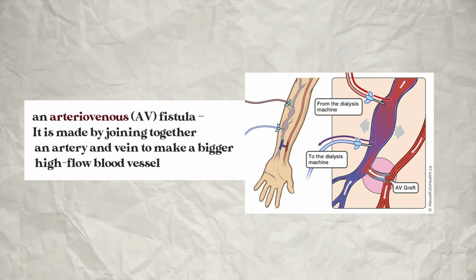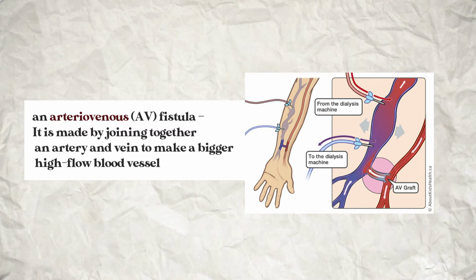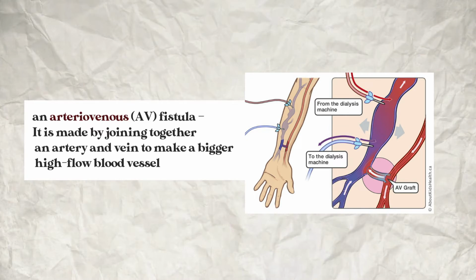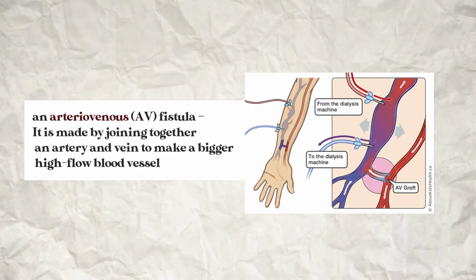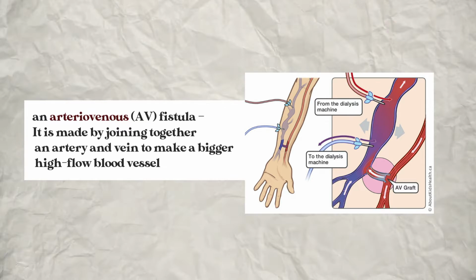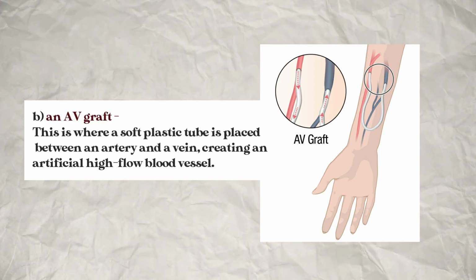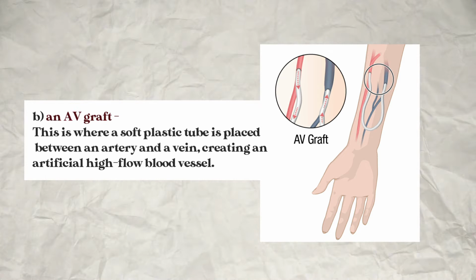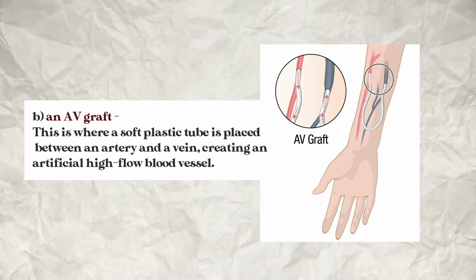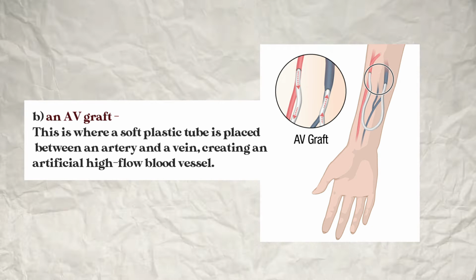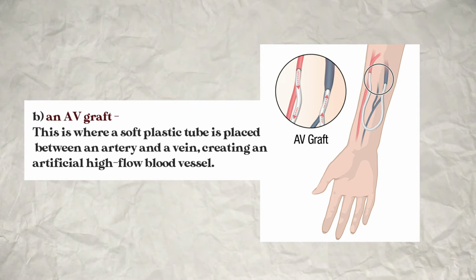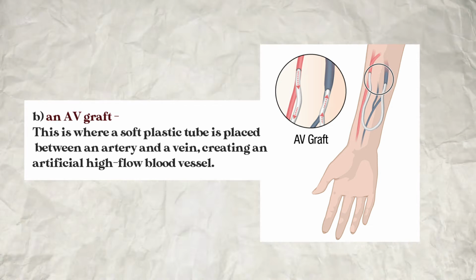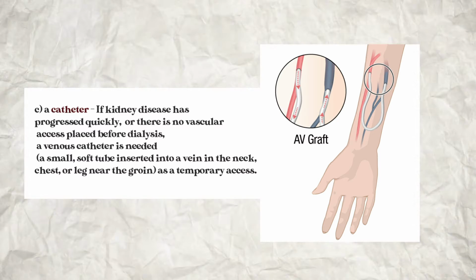Number 1, an arteriovenous fistula. It is made by joining together an artery and vein to make a bigger high-flow blood vessel. Number 2, an arteriovenous graft. This is where a soft plastic tube is placed between an artery and a vein, creating an artificial high-flow blood vessel. Lastly, a catheter.